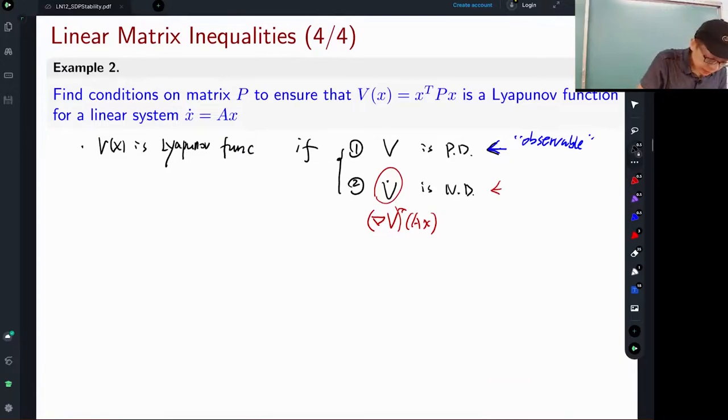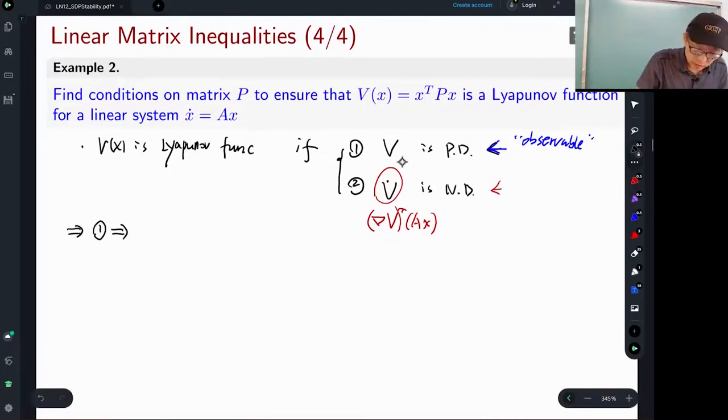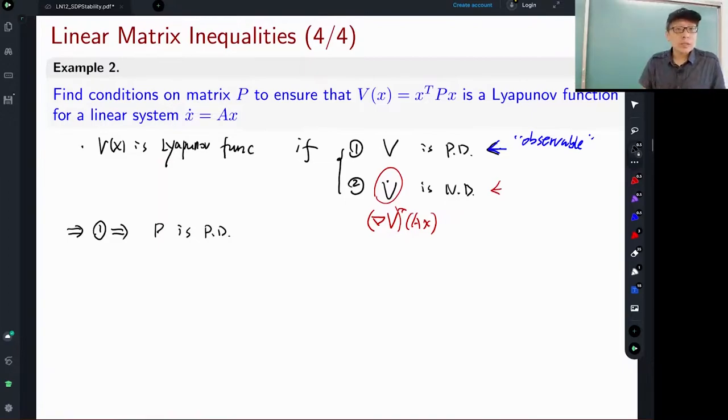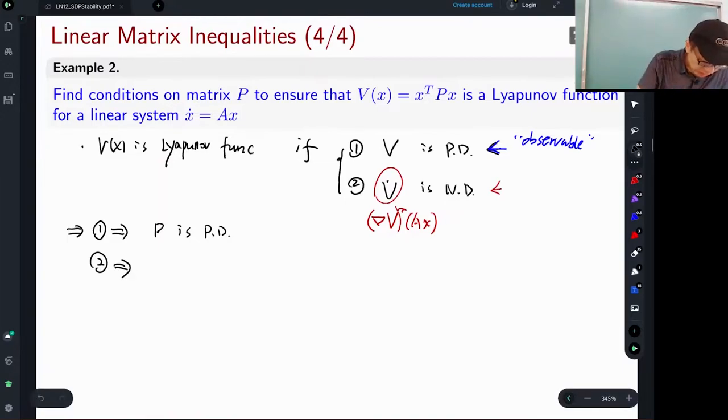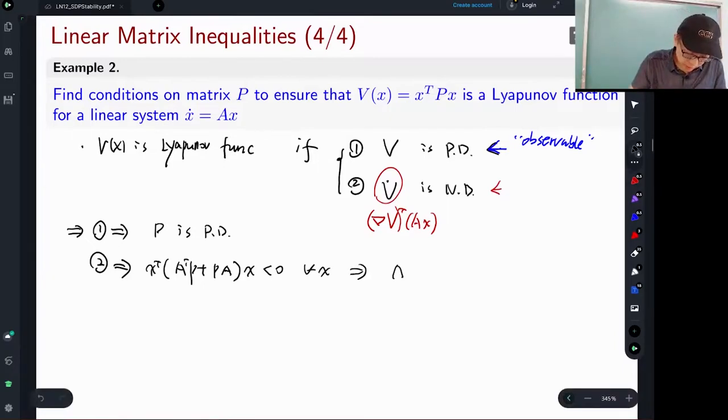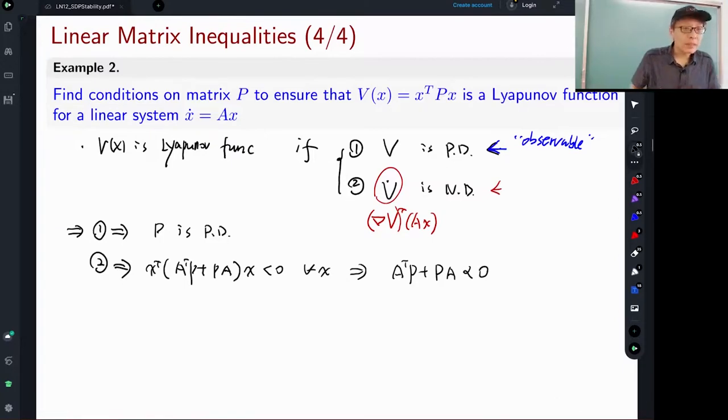Okay, if we impose these conditions, the first one means if V is positive definite, then P has to be positive definite. That's exactly the definition of positive definiteness for the matrix P. For the second one, do you remember? I can copy that here. V dot is negative definite. That typically means X transpose times (A transpose P plus P A) times X is negative, for all X. So that means A transpose P plus P A is less than zero, in the matrix sense. It's negative definite.